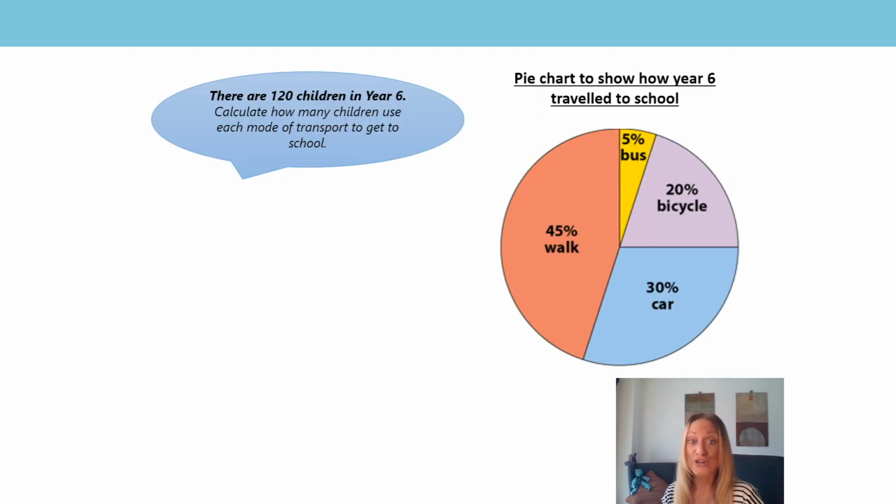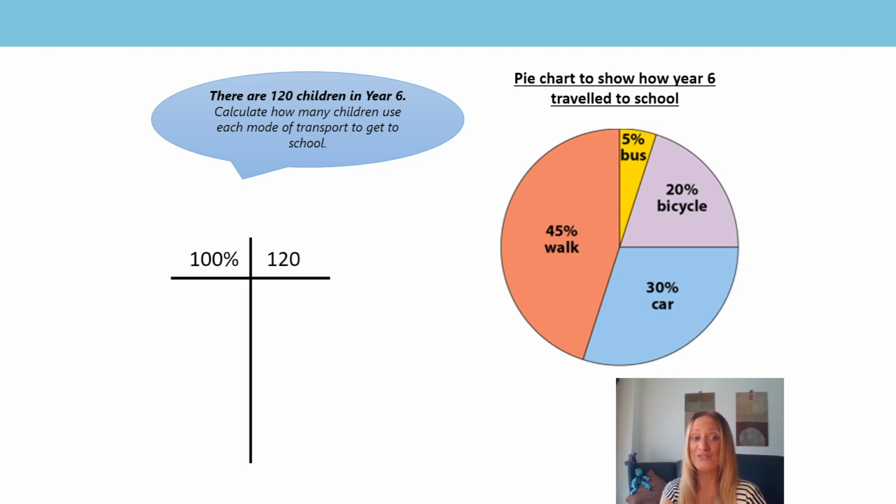Well, we've done an awful lot of work there, but perhaps we could relate it all to this real life problem that you started this unit with back in an earlier lesson. And you had this pie chart to show how year 6 travelled to school, didn't you? And there were 120 children in year 6. So what is 100%? If I had a ratio table, 100% would be 120 children. Really well done. So that's the full amount of children.